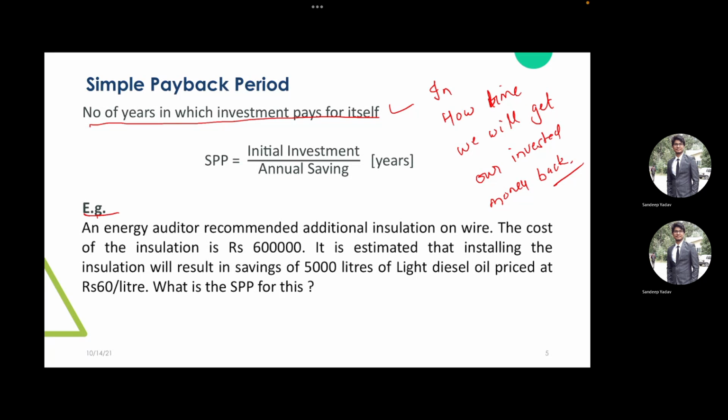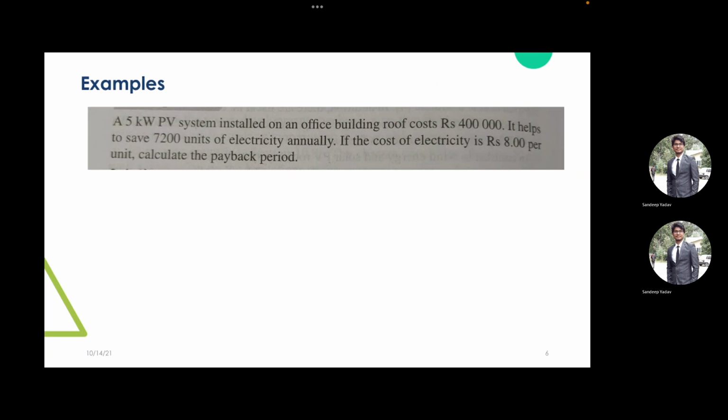So if we take an example, an energy auditor recommended additional insulation on a wire. The cost of insulation is 6 lakh rupees. It is estimated that installing the insulation will result in a saving of 5,000 liters of light diesel oil priced at 60 rupees per liter. What is the simple payback period? For this case, we can calculate the simple payback period in just a minute.